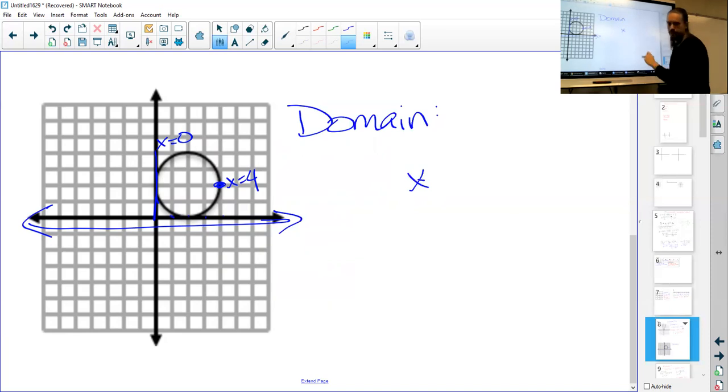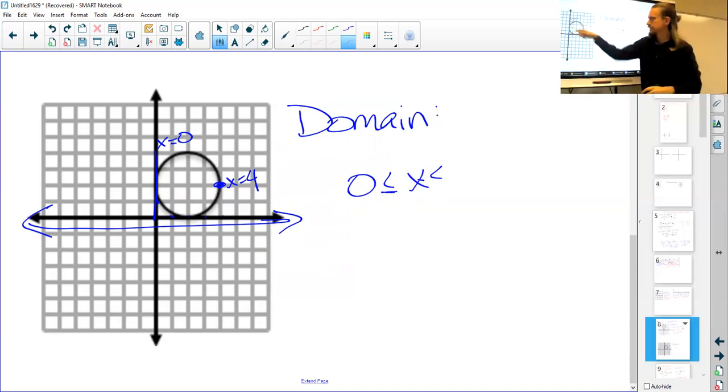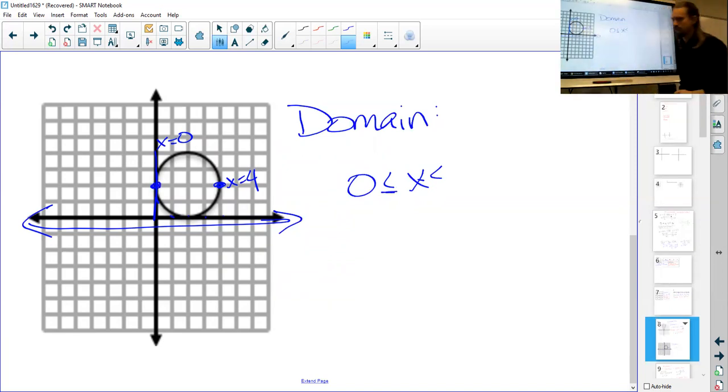So again, we would put x, and then I always have to remember how to write these for some reason. We say x is greater than or equal to 0, since there's definitely a point here at 0. And on the other side, it has to be less than or equal to 4. So anytime you have a closed off figure, look at the point furthest to the left and the point furthest to the right, and that is going to be our domain.